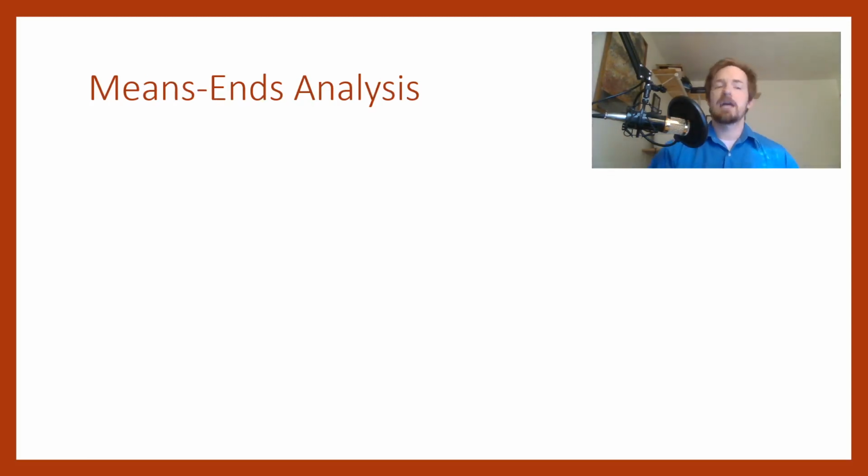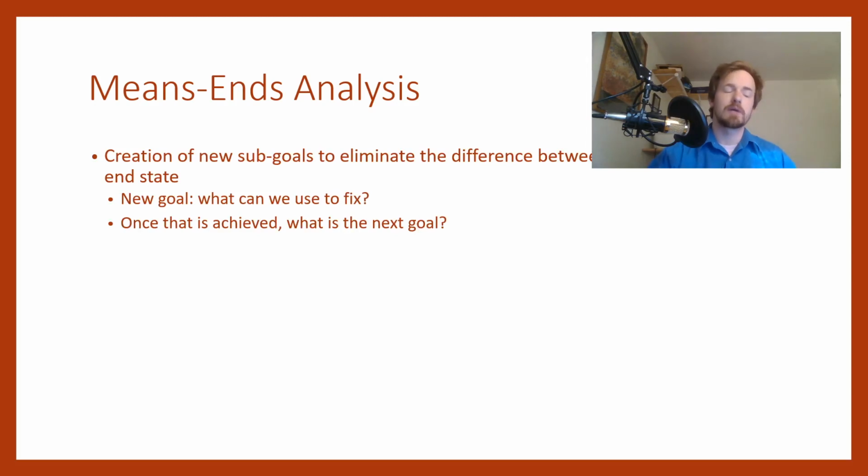And then finally, we have means-ends analysis. In means-ends analysis, essentially what we are doing is using those previous operators, those previous different things, but now we are going to create sub-goals that are going to help us take out the differences between where we are right now and where we need to be. So you can think of it like this. Instead of doing all of these things, trying to get to that final goal state, what we want to do is create little goals for ourselves.